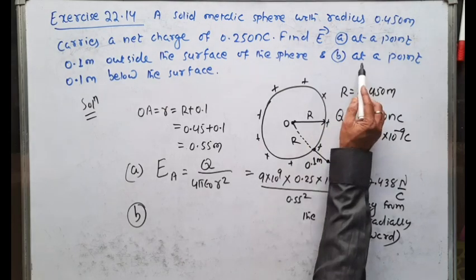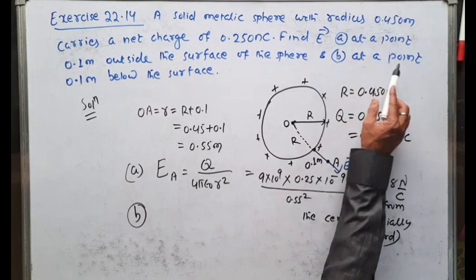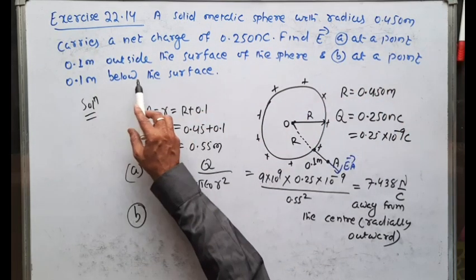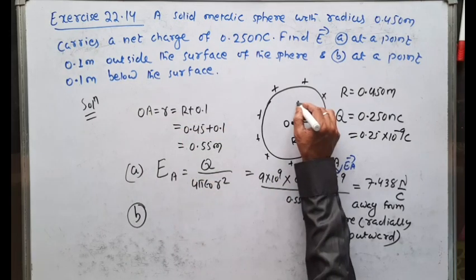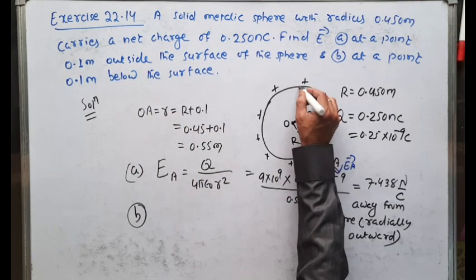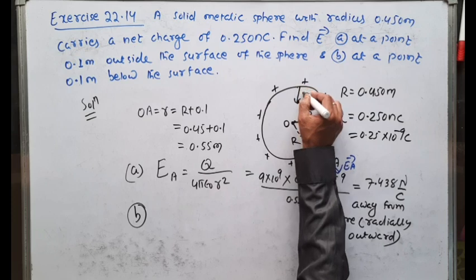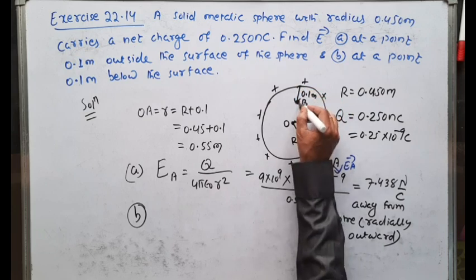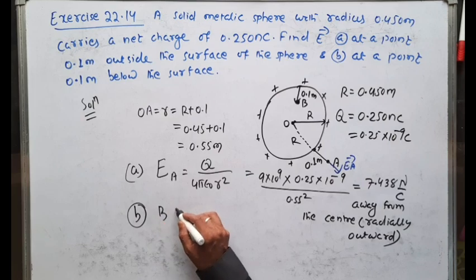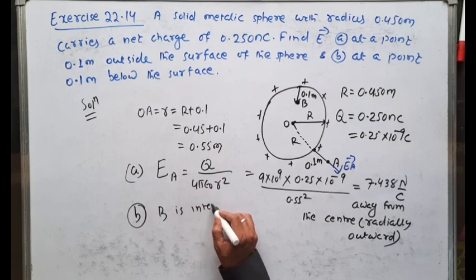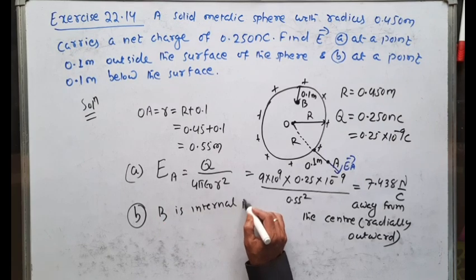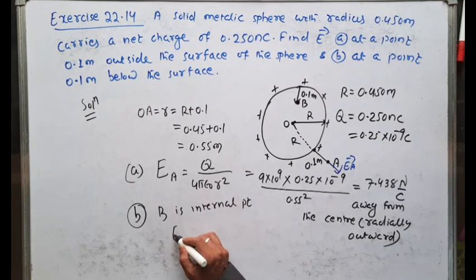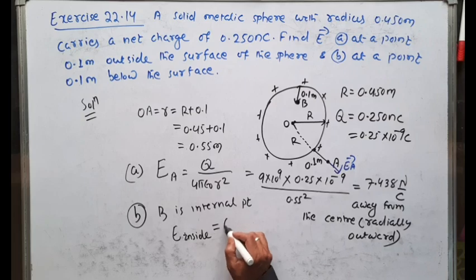Next is the second bit. You have to find the electric field intensity at a point 0.1 meter below the surface. That means suppose this is a point B, which is 0.1 meter below the sphere's surface. So B is an internal point. And we know the electric field intensity at an internal point is equal to 0. So this is the answer.